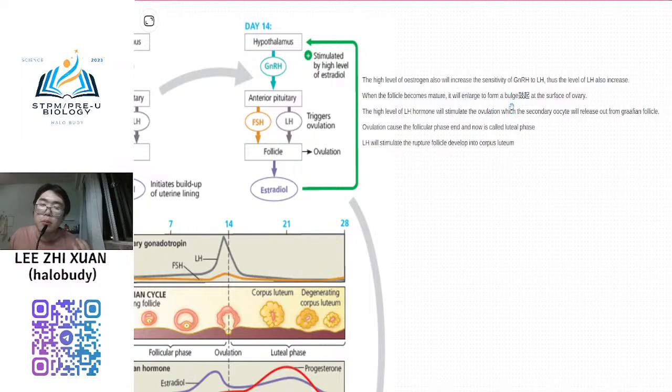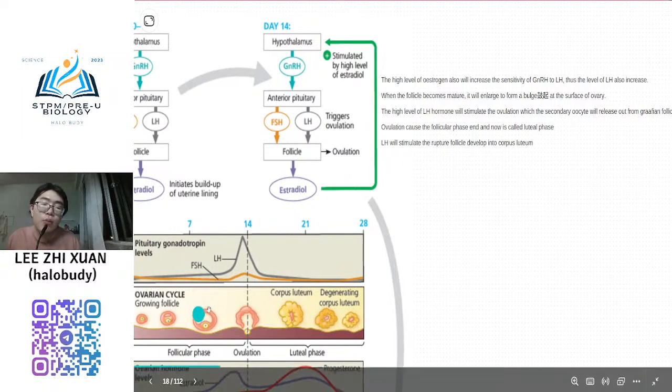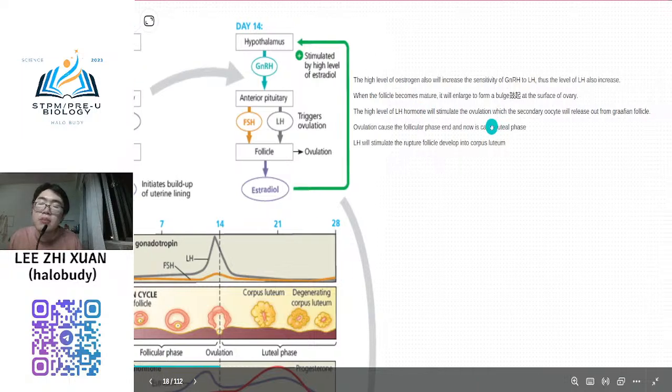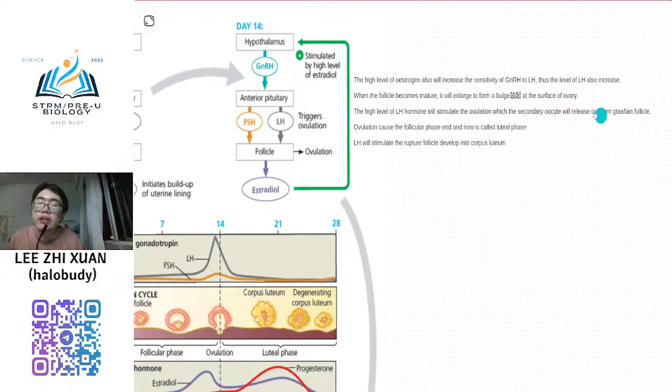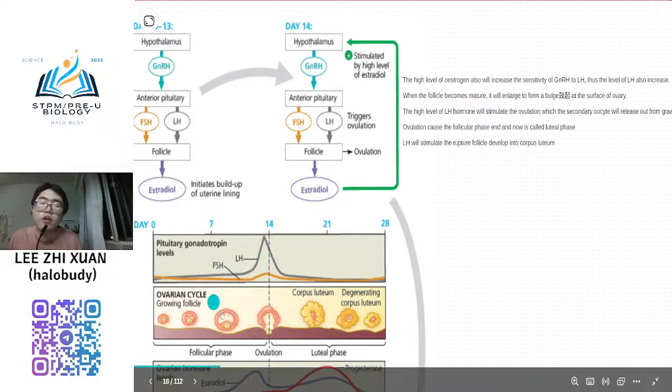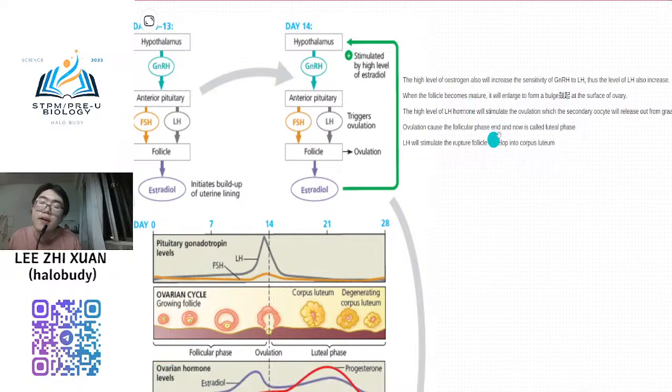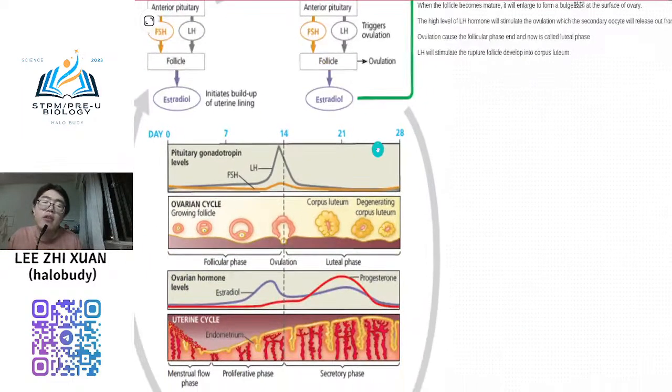It will swell at the surface of the ovary. So you see in this diagram it will become bigger, larger. And then the high level of LH will stimulate ovulation, in which the secondary oocyte will be released from the Graafian follicle. So actually it will form the Graafian follicle and release out. And then ovulation ends the follicular phase, and now it will enter the luteal phase.